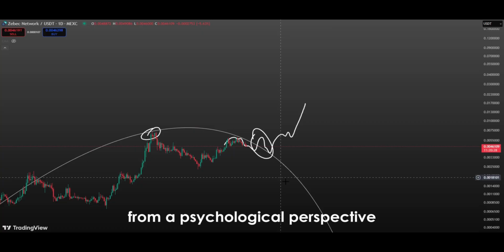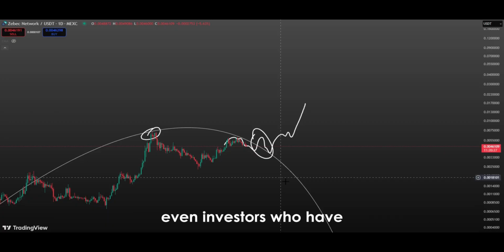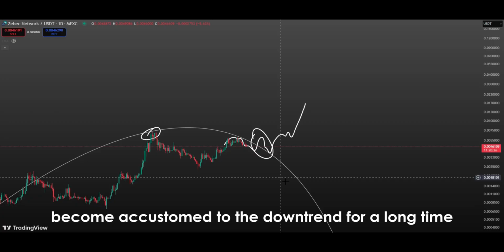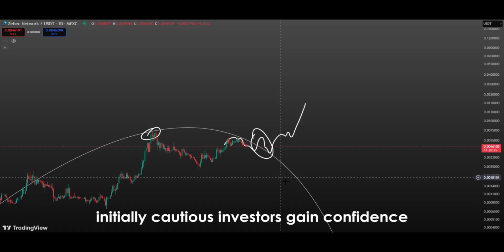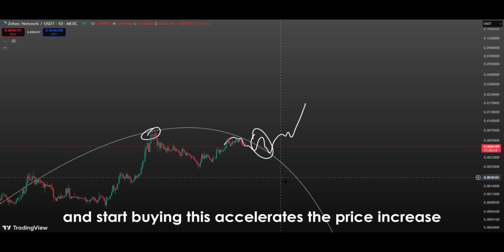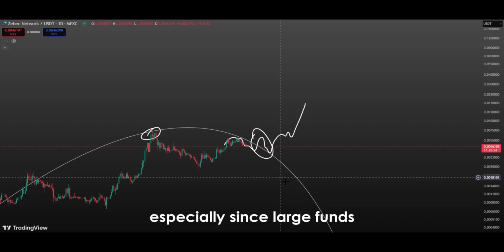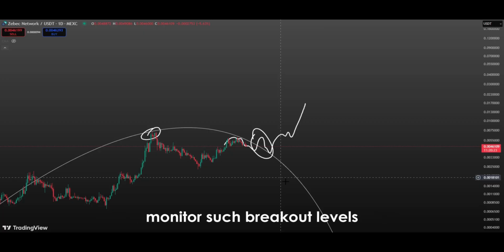From a psychological perspective, breaking the falling curve changes market sentiment. Even investors who have become accustomed to the downtrend for a long time start to think, could the rise be starting now? Initially cautious investors gain confidence as the price continues to rise steadily after the breakout and start buying. This accelerates the price increase. Especially since large funds and algorithms that use technical analysis monitor such breakout levels, automatic buying can be triggered when the price moves above the curve.